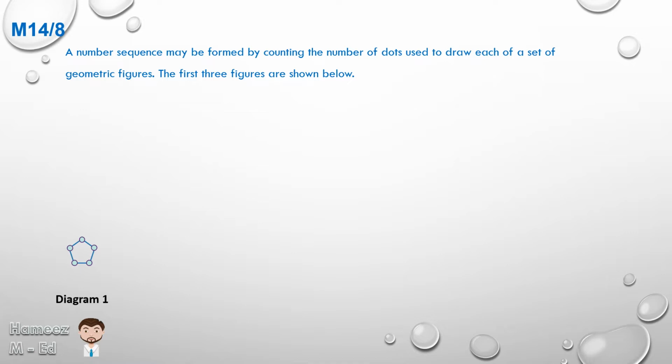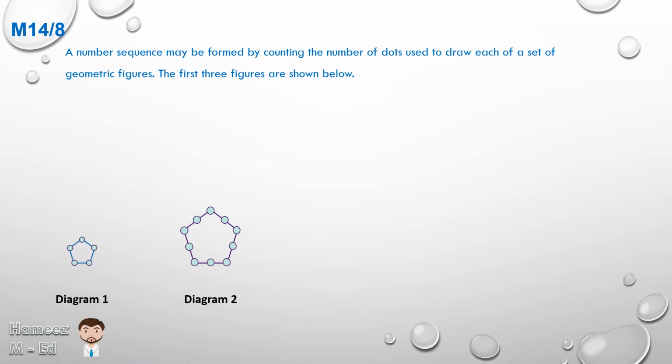Now let's take a look at diagram 2. In diagram 2, it looks like an enlargement of diagram 1. It's still a 5-sided shape, meaning a pentagon, but instead of 2 dots being at the base, there are now 3 dots, and on each side there are 3 dots right around. So the number of dots increased from 5 in diagram 1 to 10 in diagram 2.